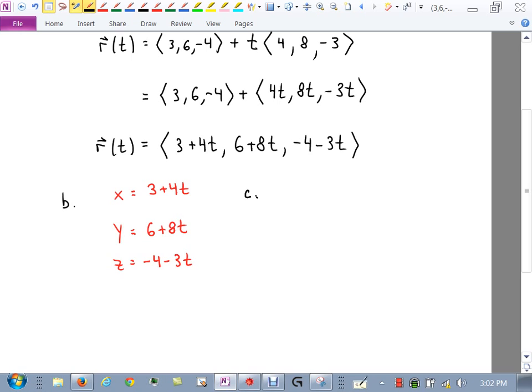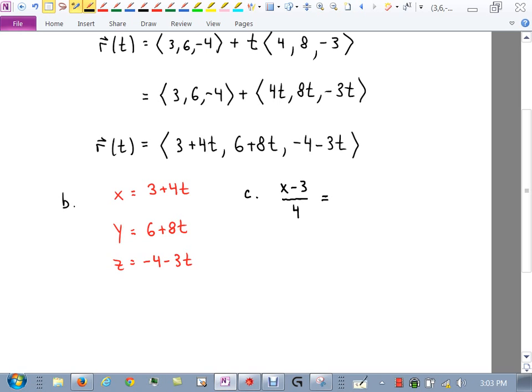Solve each of them for t, set them equal to each other. What's the x, the x1 solve for t? What is that? X minus 3 over 4, right?